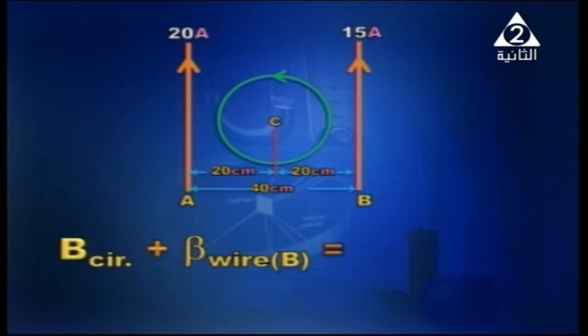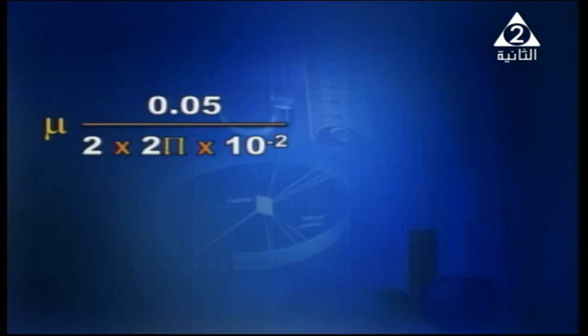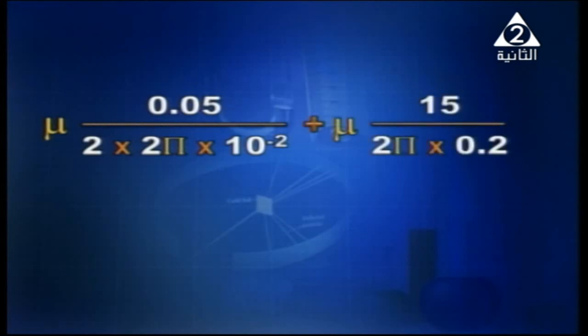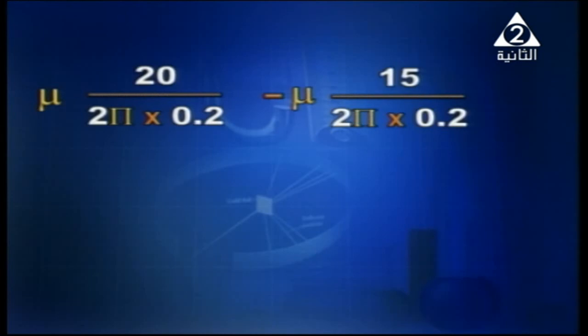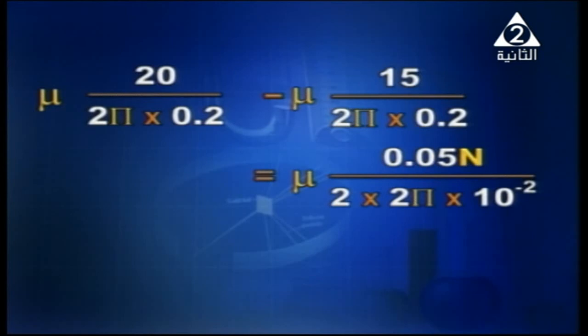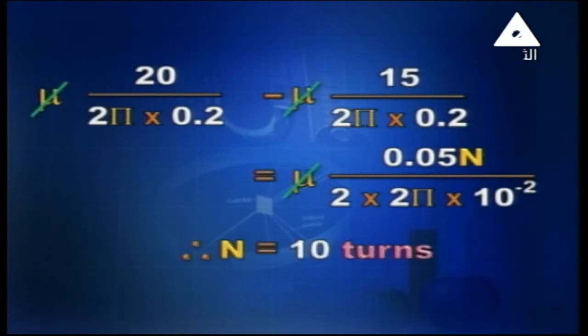So we can say B circular plus B wire is equal and opposite to the field produced by wire A. So mu times 0.05 N over 2 times 2 pi times 10 to the power of negative 2 plus mu 15 over 2 pi times 0.2 is equal to mu 20 over 2 pi times 0.2. So mu 20 over 2 pi times 0.2 minus mu 15 over 2 pi times 0.2 is equal to mu 0.05 N, and N is the number of turns we want to calculate, over 2 times 2 pi times 10 to the power of negative 2. Mu will be cancelled out, and in this way the number of turns was 10 turns.